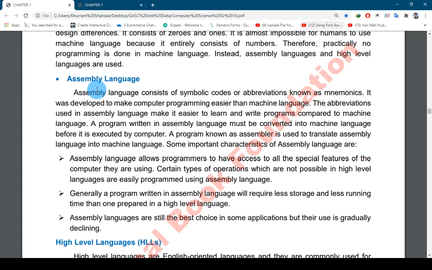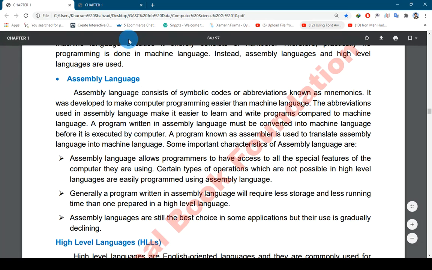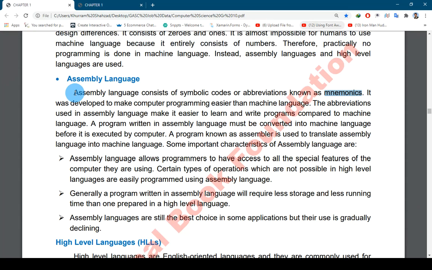Assembly language, instead of using binary codes, uses some symbols. For example, if you want to open a file, it will open a file by using a symbol: open, then close, then shut down. These symbolic codes are called mnemonics. This language is easy to learn because it uses codes instead of binary sequences. So assembly language is one step advanced as compared to machine language.